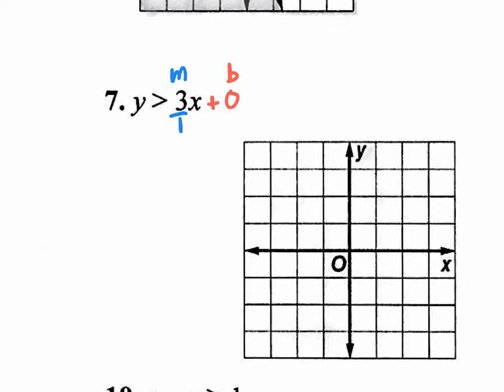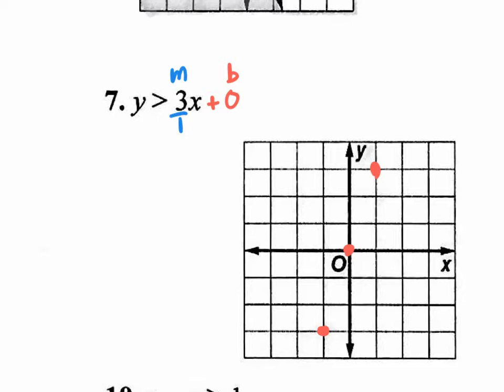Where does it cross the y-axis? 0. What do I do from that point? Up 3, right 1. Up 1, 2, 3, over 1. There it is. Now if you want to extend it all the way through, which you should, you probably want to use the same pattern of up 3 over 1, but backwards. Over 1, down 3, over 1, down 1, 2, 3, and put a dot right here.